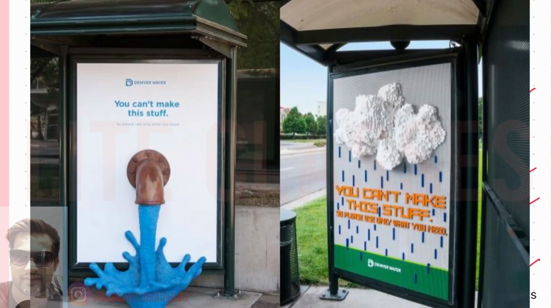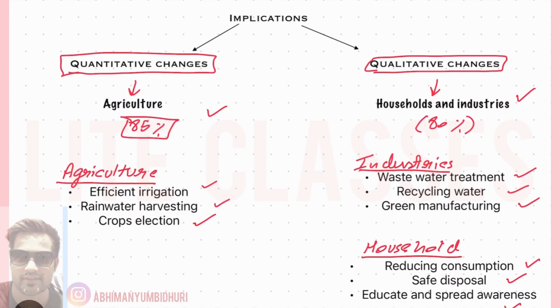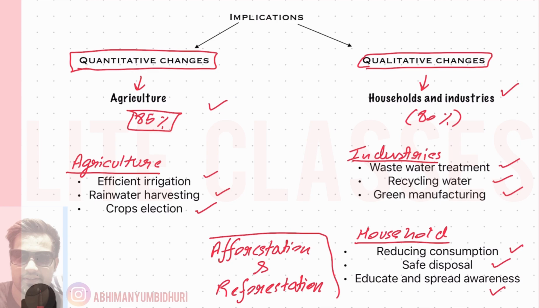We should educate and spread awareness. The more we know, the more we can do. Sharing knowledge about water conservation with family and neighbors amplifies our collective impact. This, along with afforestation and reforestation, can go a long way in increasing the quantity as well as the quality of the water resources. In conclusion, water is a shared responsibility.